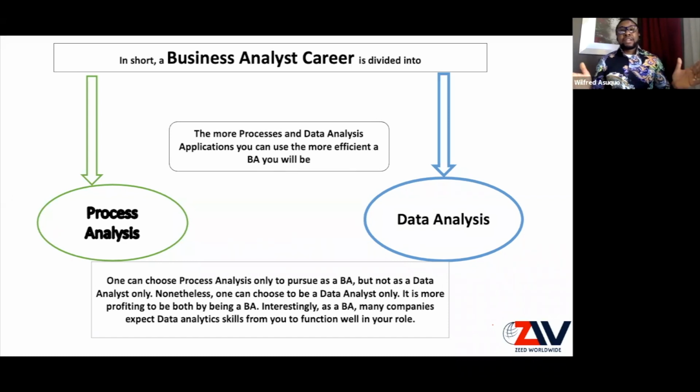And I'll tell you guys the honest truth. If you're looking for a job as a BA, and you look at 10 postings, which we'll practicalize later, 9 of them will be data-driven and probably 1 process-driven. So one can choose to pursue process analysis only as a BA, but not as a data analyst. A data analyst is somebody that models data and integrates data.